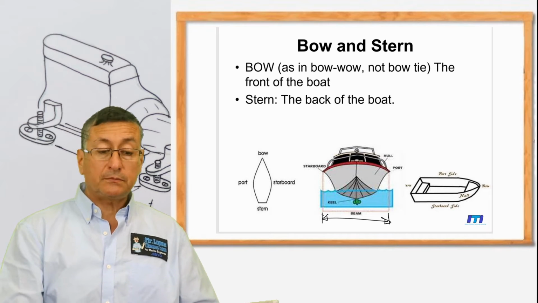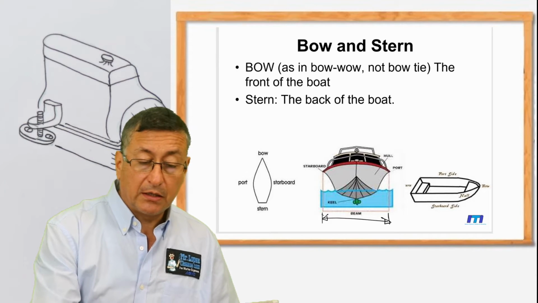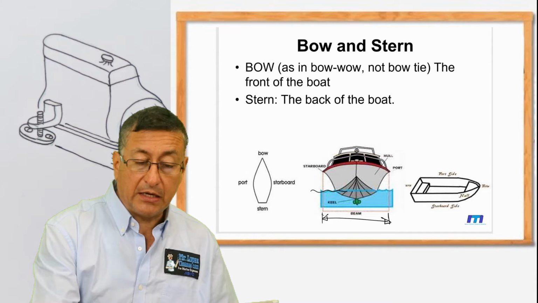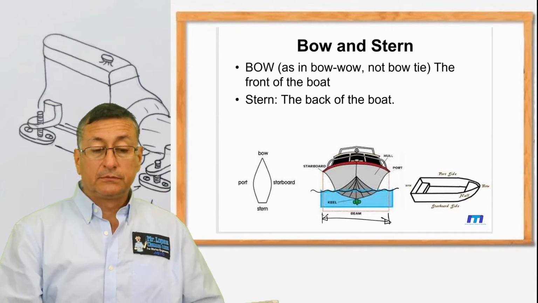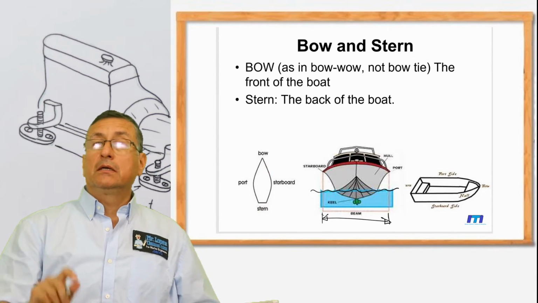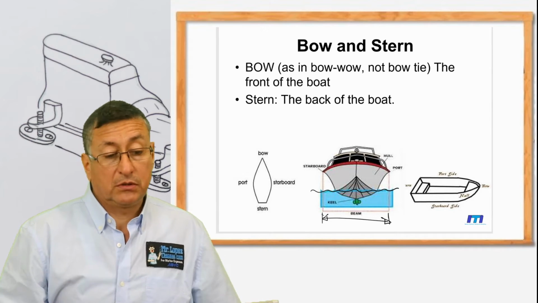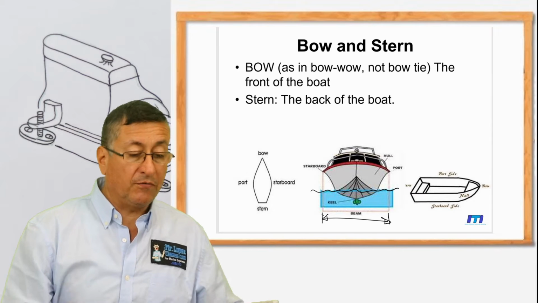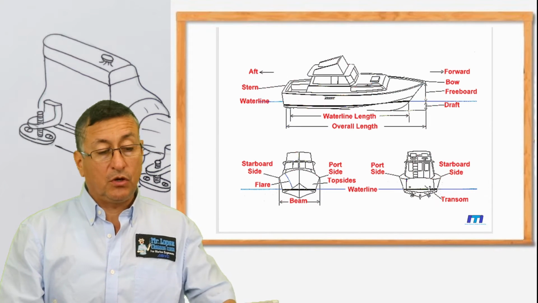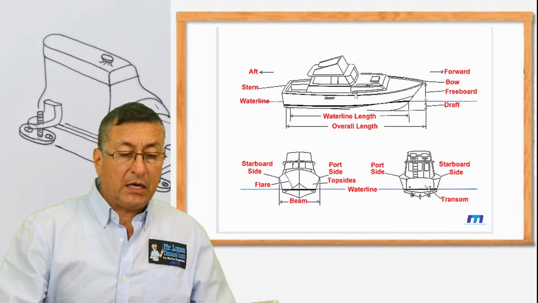Important measurement: the water line, you remember? The water line is this line. The water line. Port side, starboard side. Bow is the front of the boat. Stern is the back of the boat. Always, always.